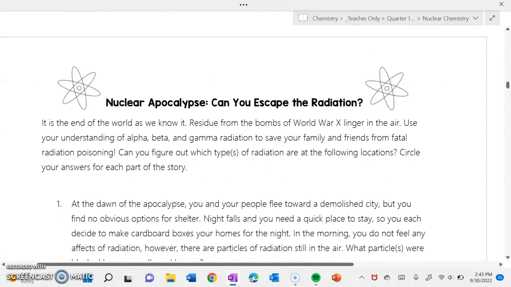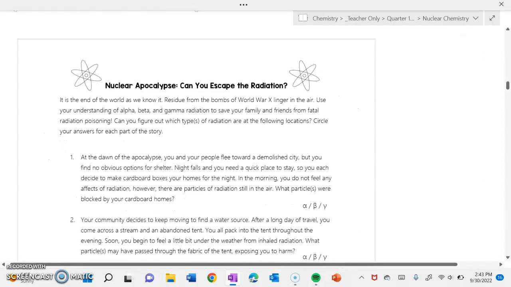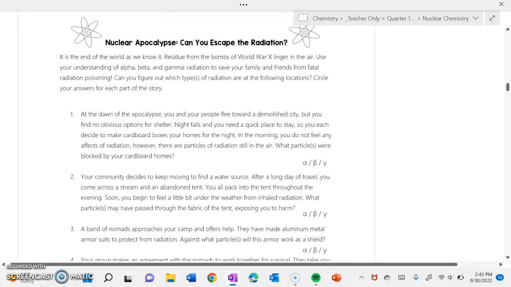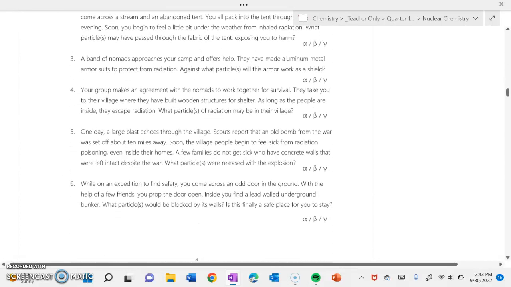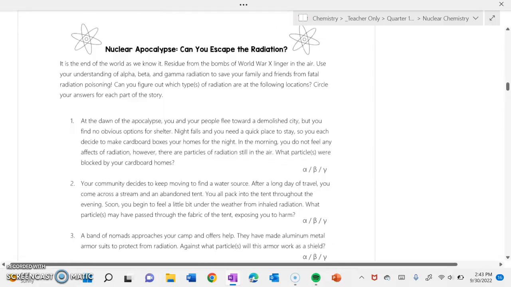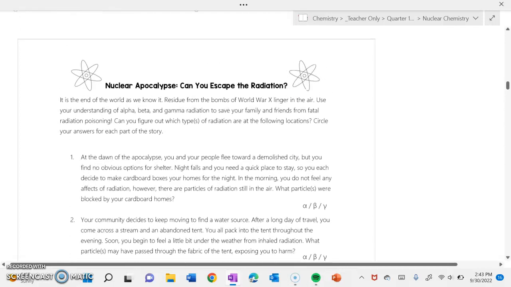Here we go. Nuclear apocalypse. Can you escape the radiation? So using what we just talked about with shielding, I want you to read through each of these scenarios and then circle which particles. It can be one or multiple or all three, but none is not one of the answers for any of these. But read through the scenarios and then circle the particles that apply based on the shielding that we just talked about. So we will get started on this and then you can continue it on your own.